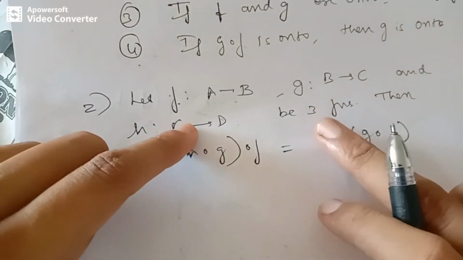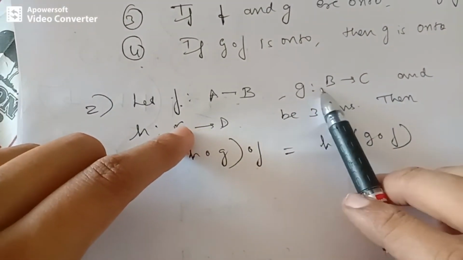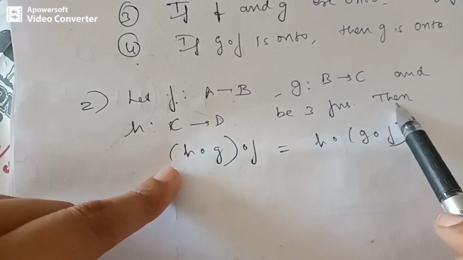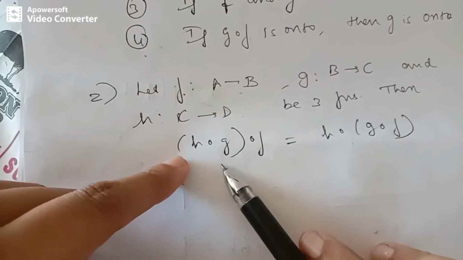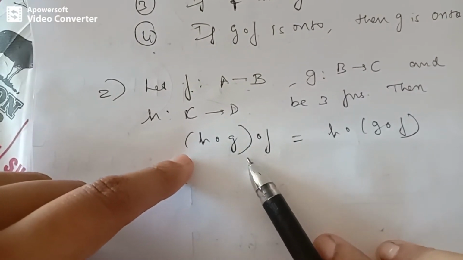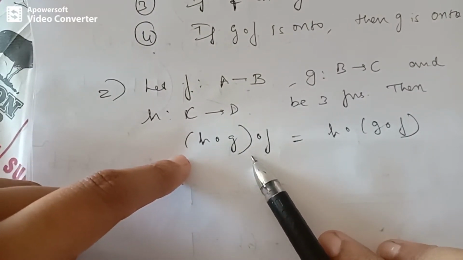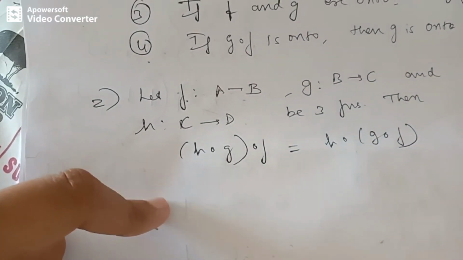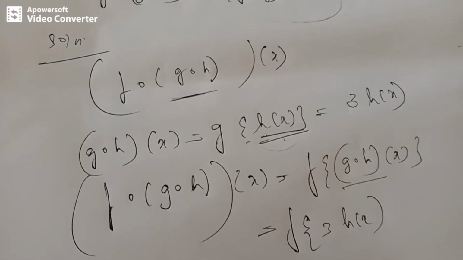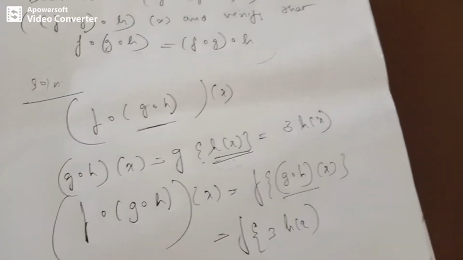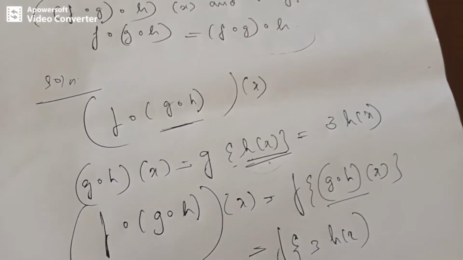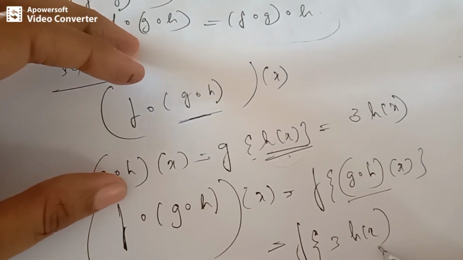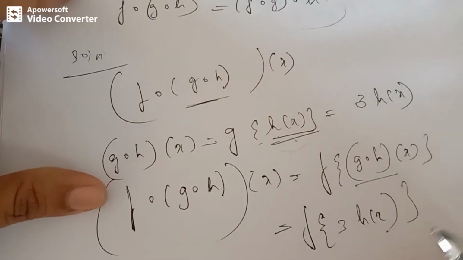And the next fact is, let there be two functions f and g, and also the third function h. So trying to find out the composite of the three functions, that is h composite g, which is nothing but the product of the functions. When we take the product of the functions, we know what G composite h of x is, right? So g composite h of x is nothing but 3 into h of x.